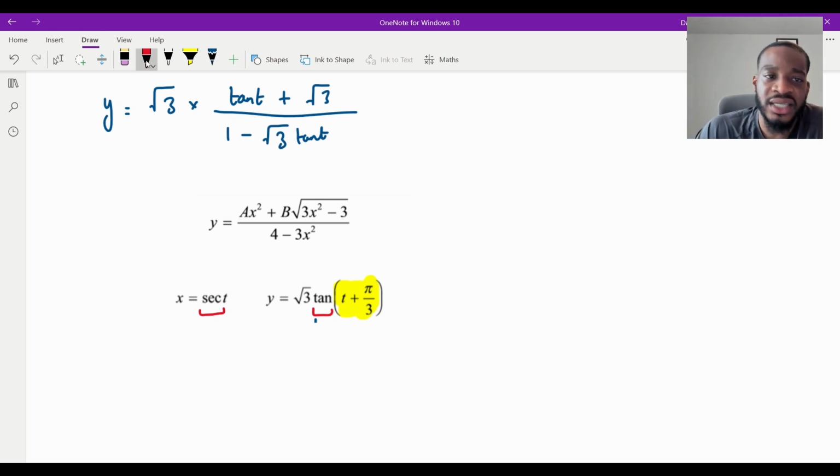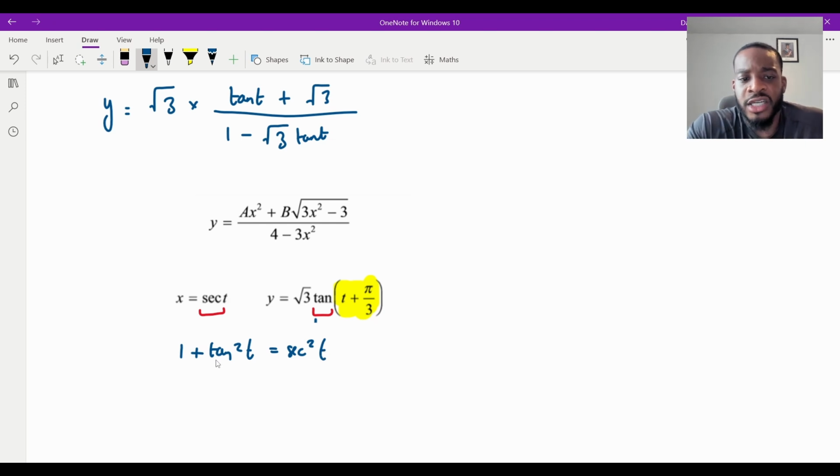It's one of the Pythagorean identities, isn't it? So what is that one? That's going to be 1 plus tan squared t is going to equal sec squared t. Remember, you just divide sine squared plus cos squared, which is 1, by cos squared, and you get that, right? So this one connects them. So I'm going to try and use this here.